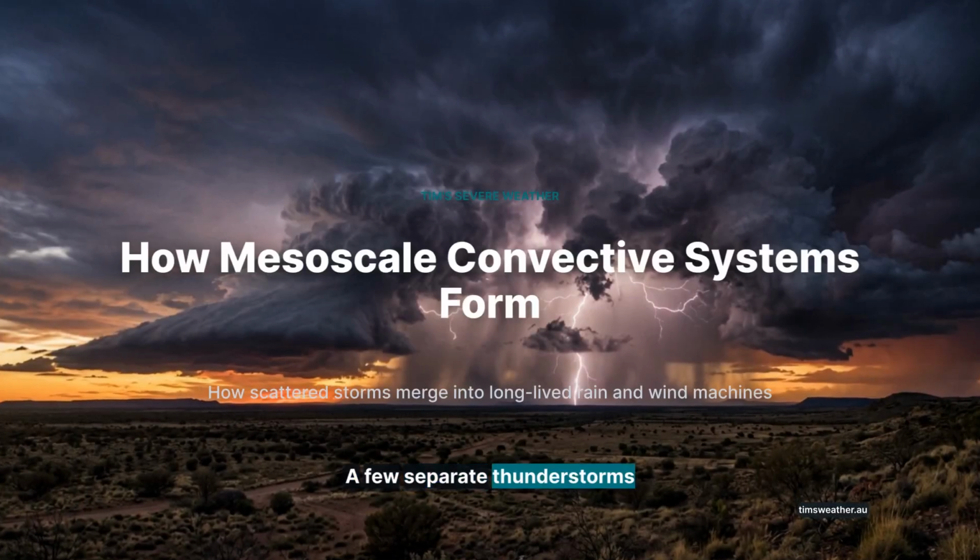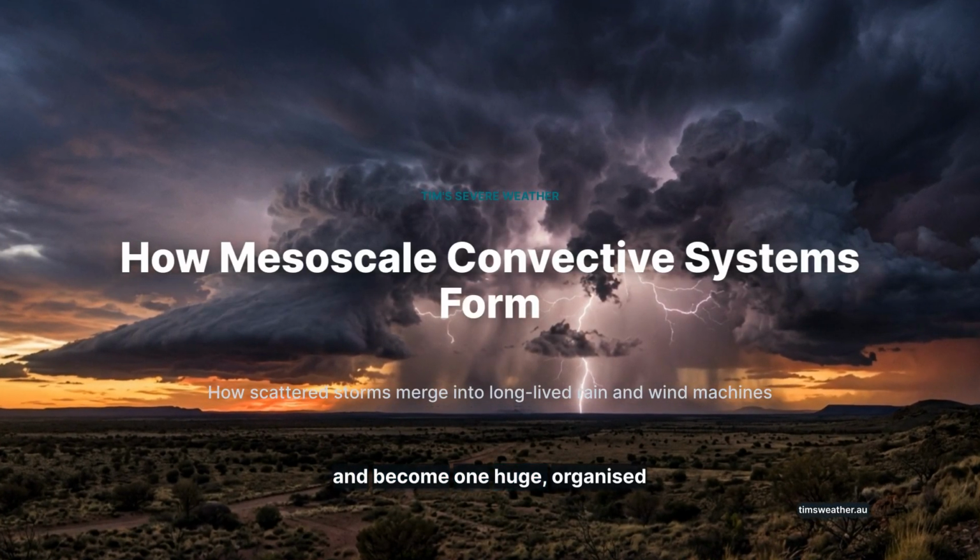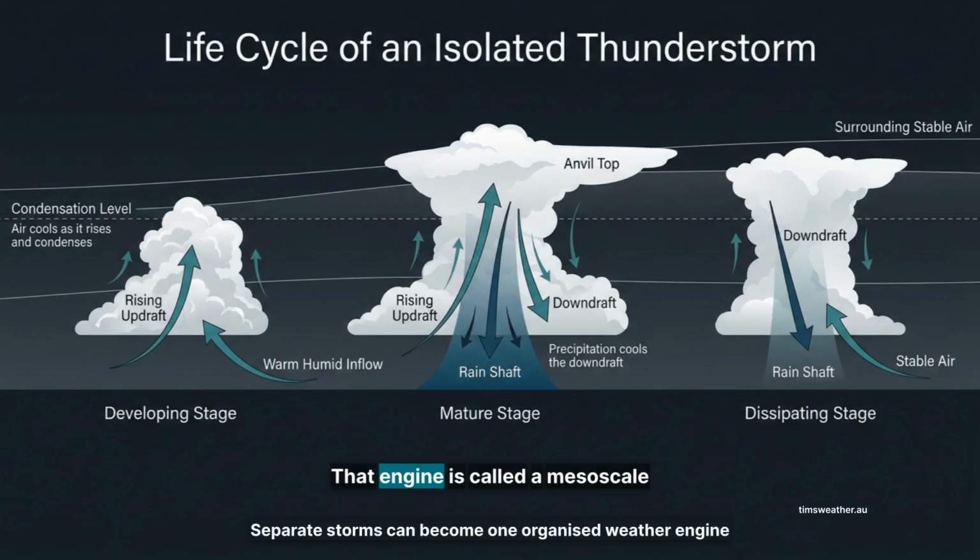A few separate thunderstorms can sometimes join forces and become one huge, organized weather engine. That engine is called a Mesoscale Convective System, or MCS, and it can bring hours of heavy rain, damaging wind, lightning, and flash flooding.